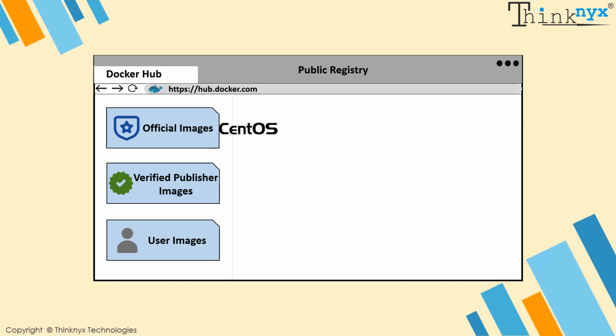Docker Hub hosts a set of official images that are maintained and verified by Docker. These images cover a wide range of popular software and technologies, including operating systems such as Ubuntu, CentOS, programming languages such as Python, Node.js, databases such as MySQL, PostgreSQL, web services such as Nginx, Apache, and many more. Official images provide trusted and reliable base images for building containers.